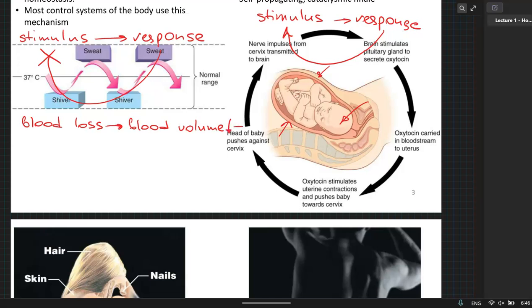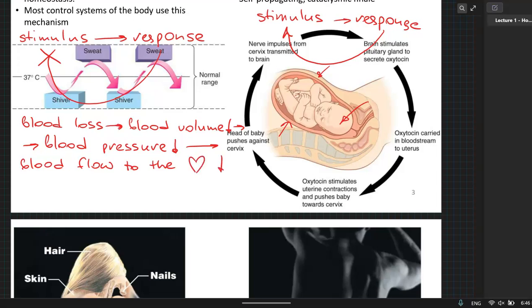Yeah, so decreases. When your blood volume goes down, how does it change your blood pressure? It goes low. When your pressure goes low, the blood flow to the heart slows down. It doesn't stop, it slows down. To the heart goes down, right?